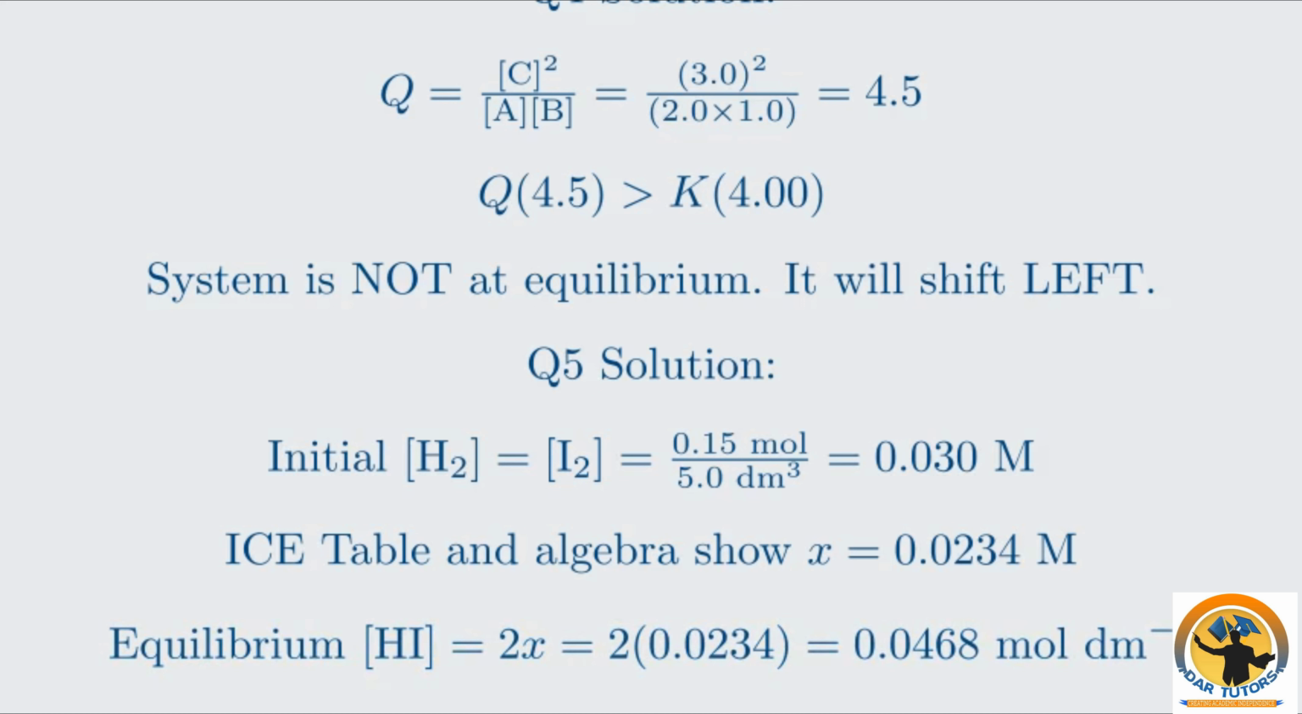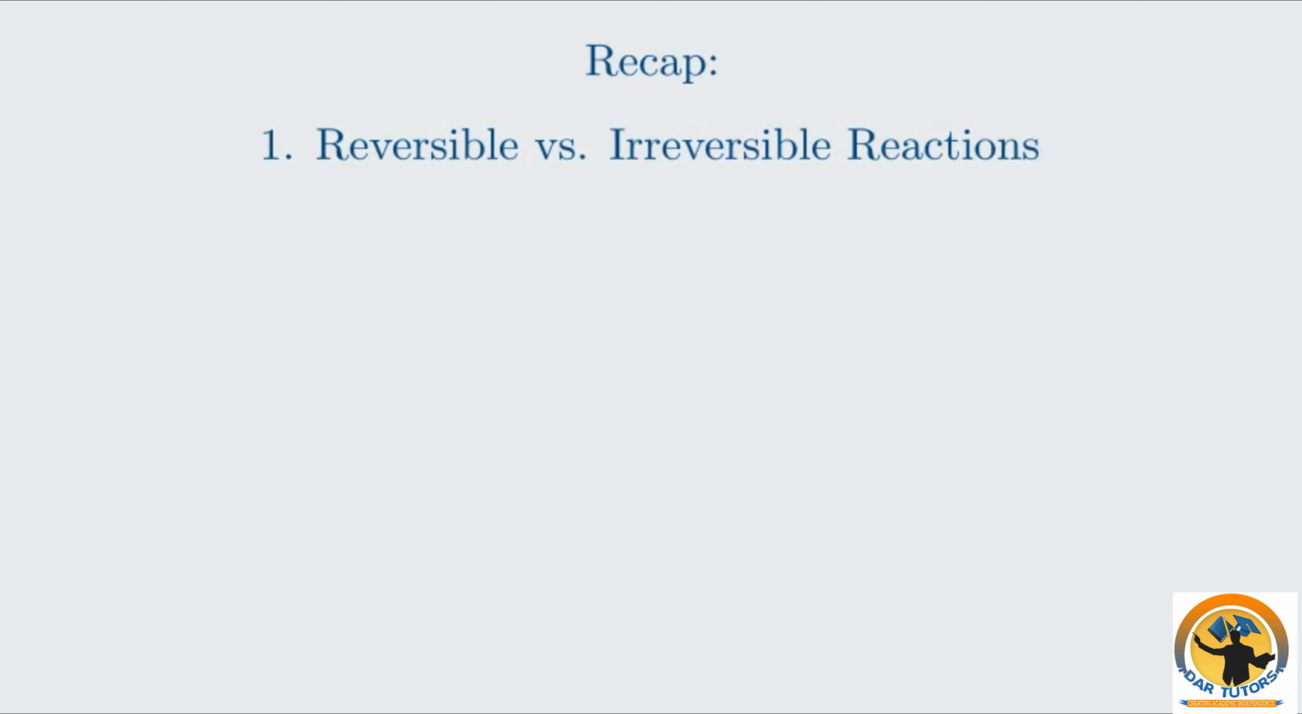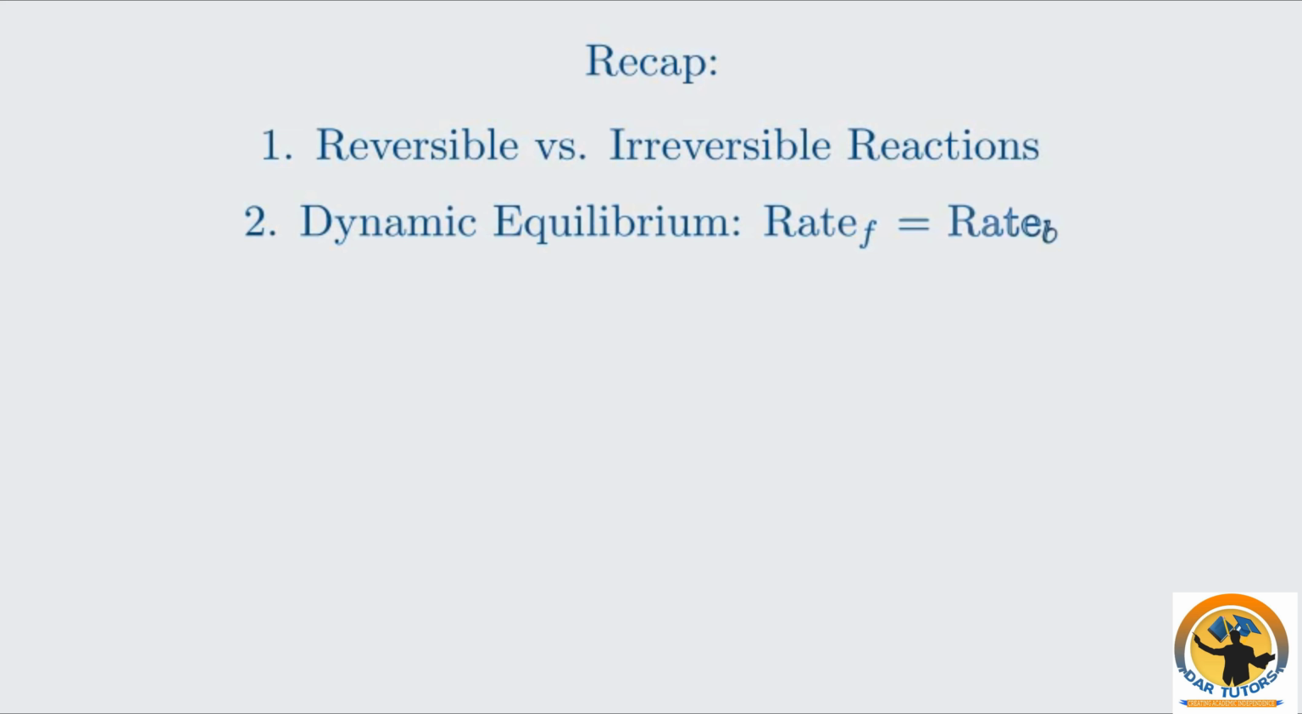We've now worked through a comprehensive overview of chemical equilibrium for IB HL chemistry. You should be confident in describing dynamic equilibrium, applying the equilibrium law, predicting shifts with Le Châtelier's principle, and solving complex problems using Q and ICE tables. We began by distinguishing reversible from irreversible reactions. We then defined dynamic equilibrium as a state of balance where forward and backward reaction rates are equal, resulting in constant macroscopic properties in a closed system.